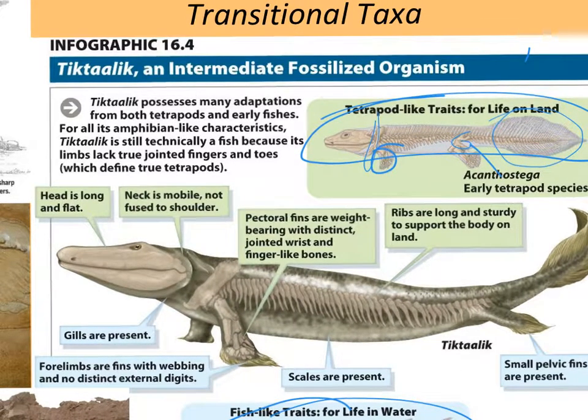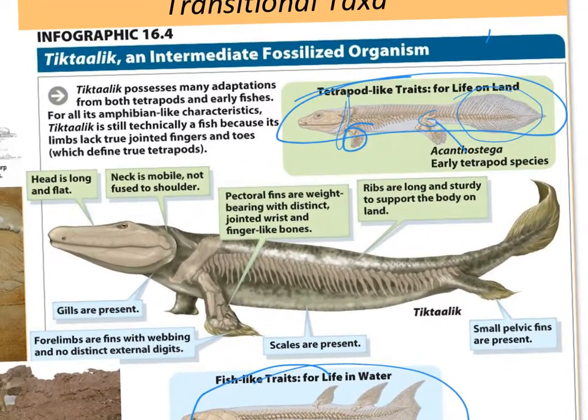And then finally we started getting into Tiktaalik. And this clearly has fish qualities and tetrapod qualities. The gills are still present. 4 limbs are fins with webbing and no external digits. Okay? So they could stand on them, and they probably use them for swimming in really shallow water. The pectoral fins are weight-bearing, with distinct jointed wrist and finger bones, right here.